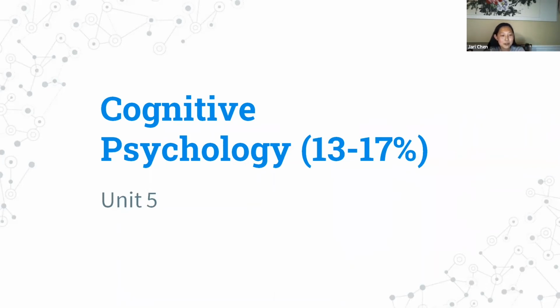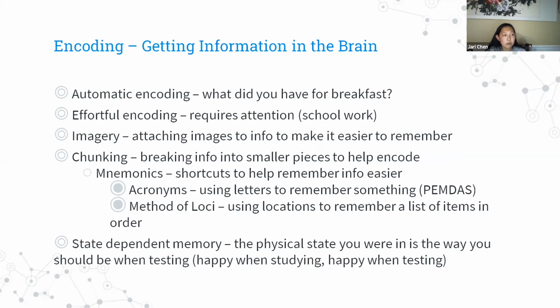Now we're moving on to cognitive psychology. This is all about thinking and memory. Specifically, memory is really important in this. Memory consists of 3 basic steps: encoding, retention, and then recall, or just remembering it. So there's getting it into your brain, making sure it stays there, and then being able to bring it back out when you need the information.